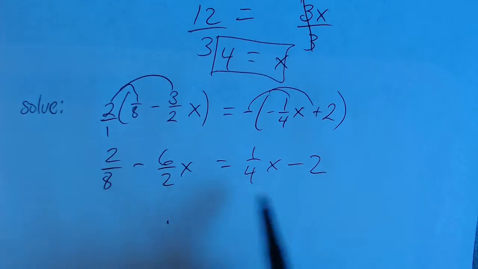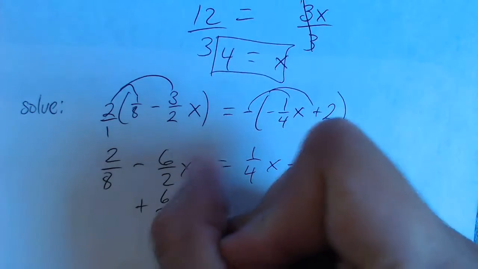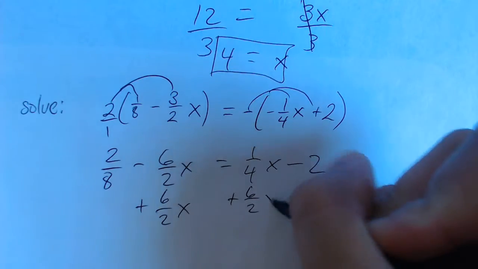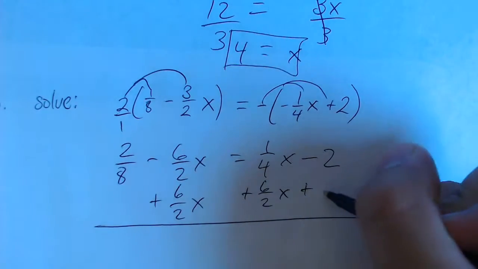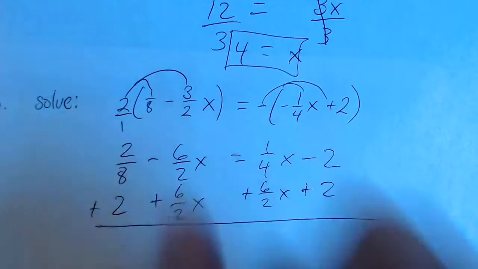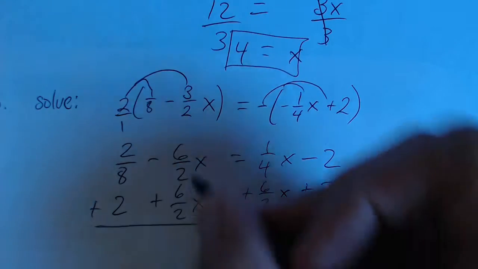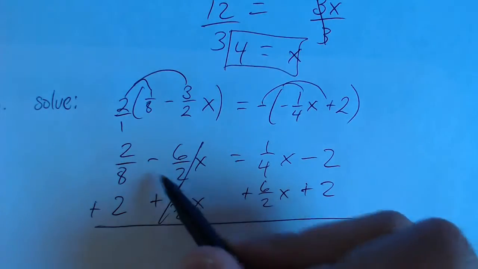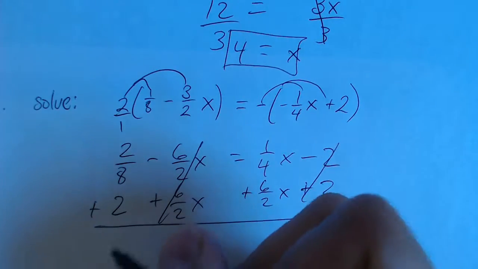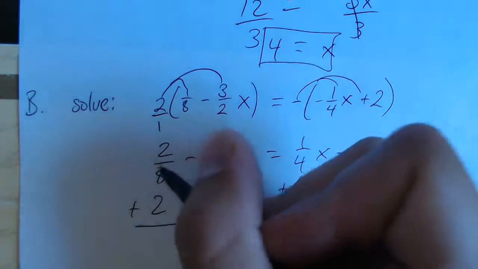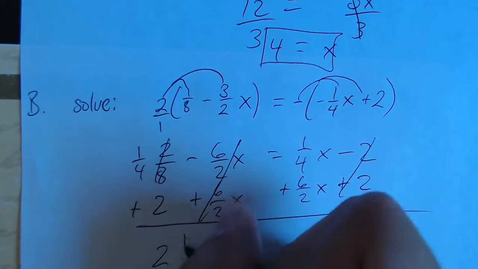We still want to get all the x's on the same side, so we'll add 6 over 2x. And then we want to get rid of this whole number, so we'll add that on each side. So the goal is to move this negative 2 over here, this x over here. These cancel, same number, opposite signs. These cancel, same number, opposite signs. And then we have to add. This actually reduces to 1/4. So 1/4 plus 2 could just be written as 2 1/4.